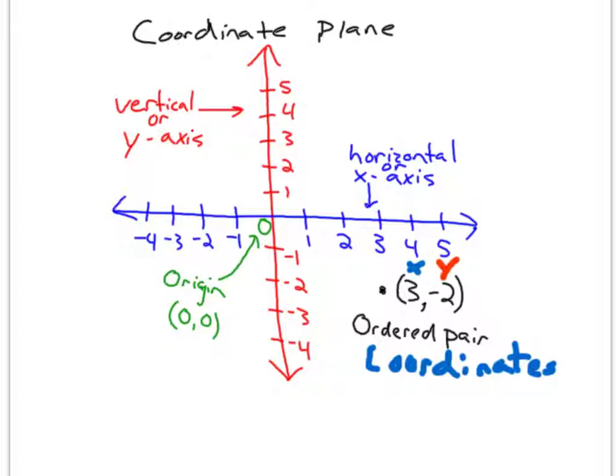First number tells me how to move on the x-axis. So on the x-axis, I always start at 0 here, and the first number tells me to move positive 3, so I'm going to go on the x-axis, 1, 2, 3, positive. So I'm right here. And the y value tells me how to move on the y-axis. It's a negative 2, so that tells me to go down 2. So from where I'm at, I go down 2, and here's my location.